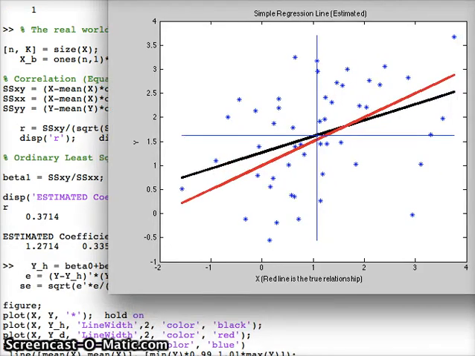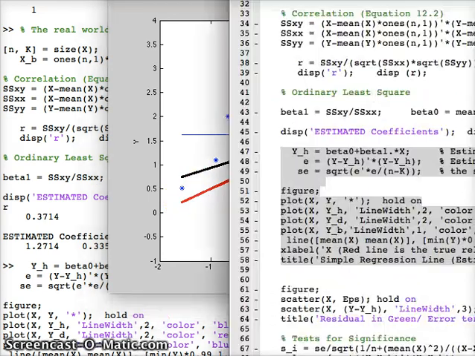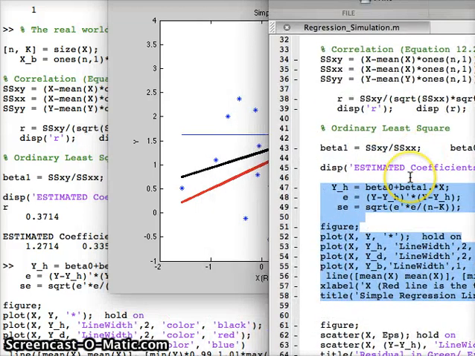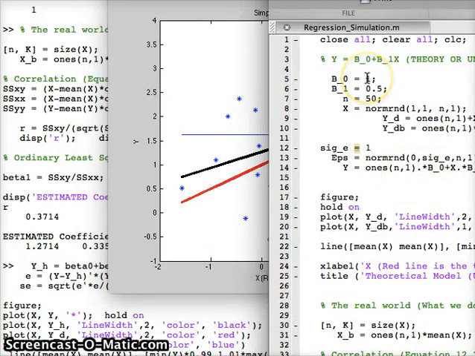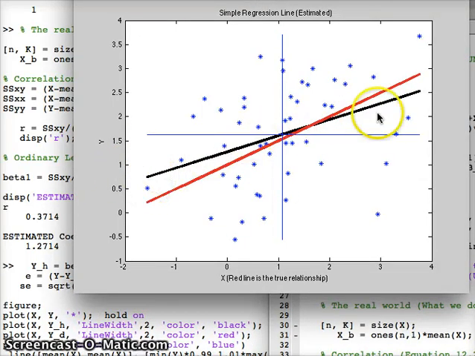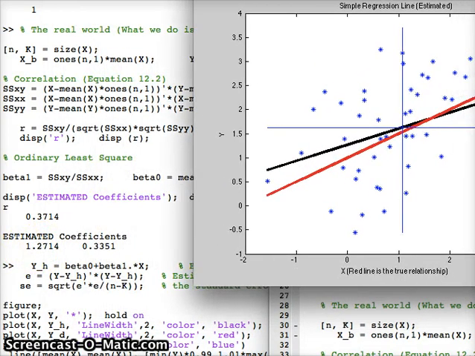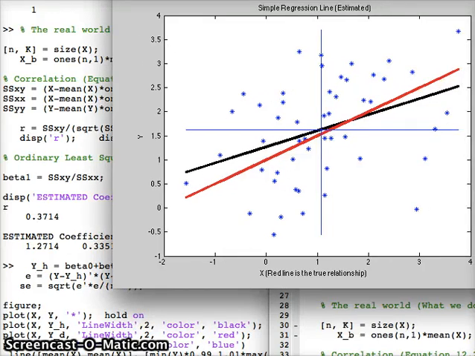Okay, so on this graph, the red line is the true relationship, which is from the theory. During the simulation, we gave the values 1 and 0.5. And the black line is the estimated relationship. This black line is based on 1.27 and 0.33.